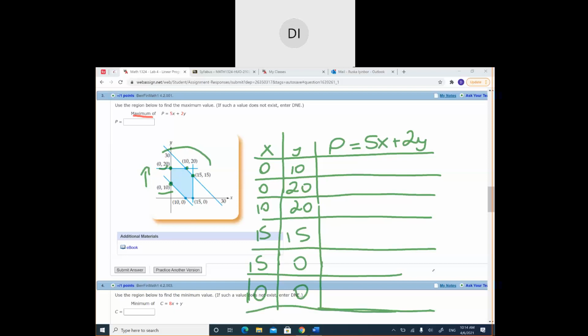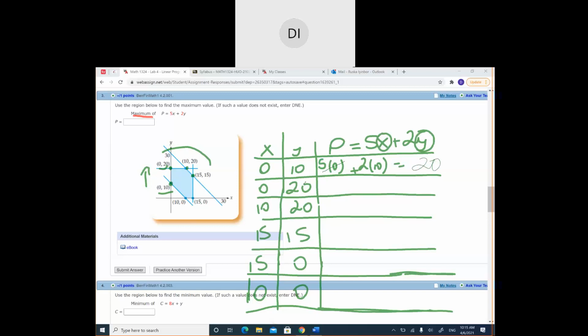Okay, they give me the area, they give me the vertices. And then we're going to evaluate it. So we're plugging x and y from each point into this equation of the function. So we're going to replace x and y from each point. When x is 0, it's going to be 5 times 0 plus 2 times 10. So 5 times 0 is 0, and then 2 times 10 is 20. So we're going to get 20.